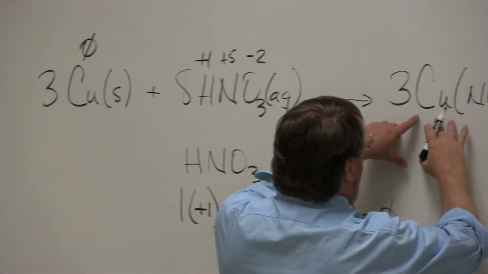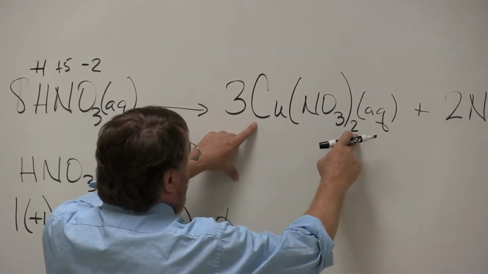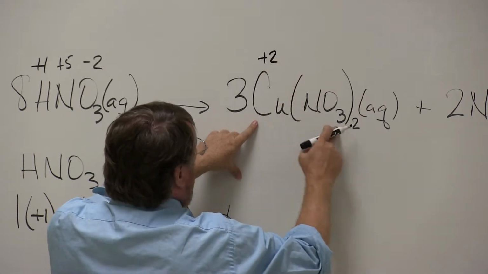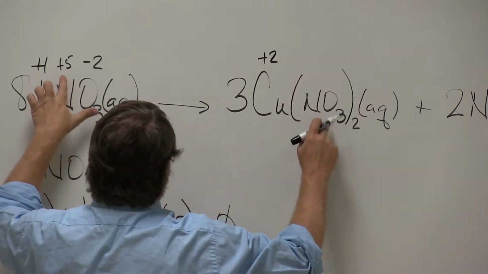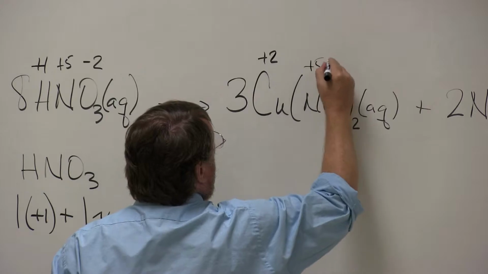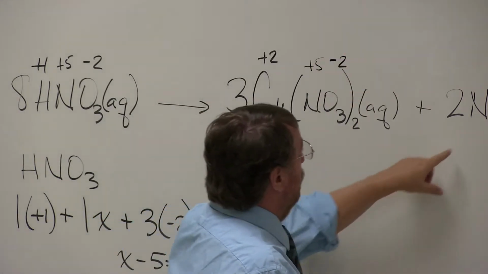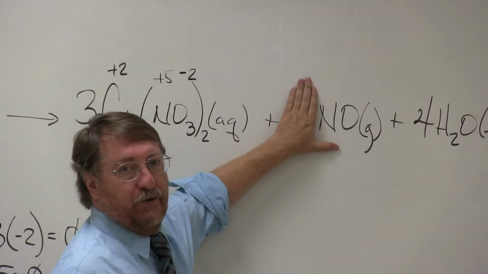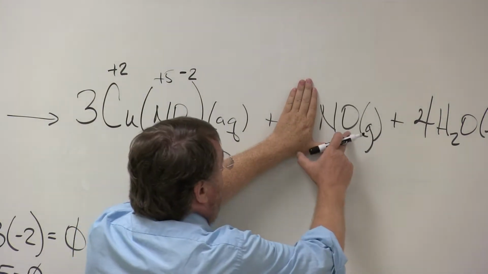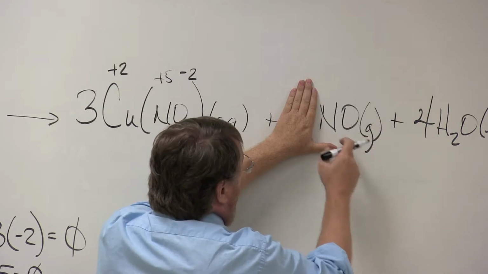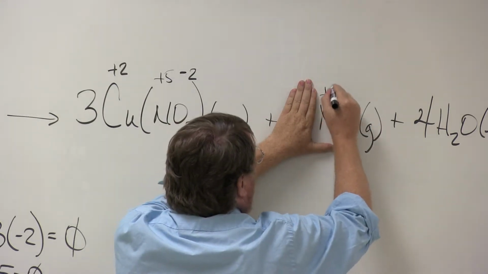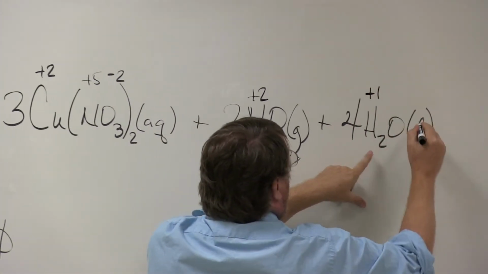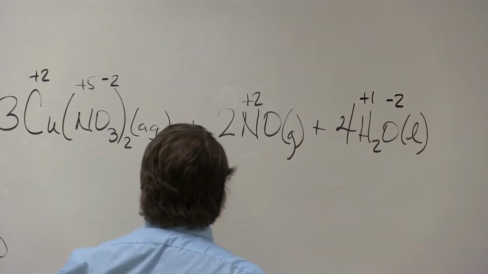Over here, we have copper(II) nitrate. The charge on the copper is +2. The nitrogen here in nitrate is going to be the same as over here. It's +5, oxygen's -2. Here in nitrogen monoxide, don't use coefficients to determine oxidation states. Oxygen here is -2. There's only one of them, so the nitrogen must be +2. Over here, hydrogen in water is +1, oxygen is -2.